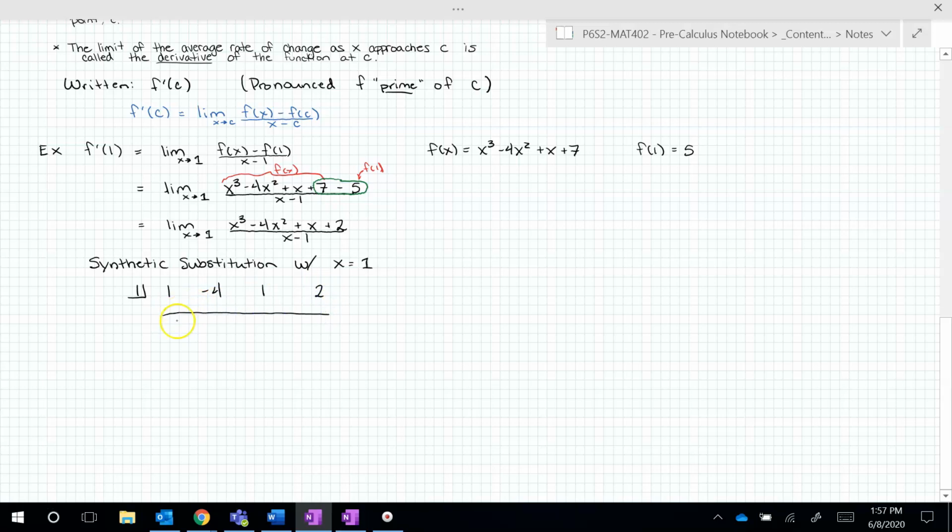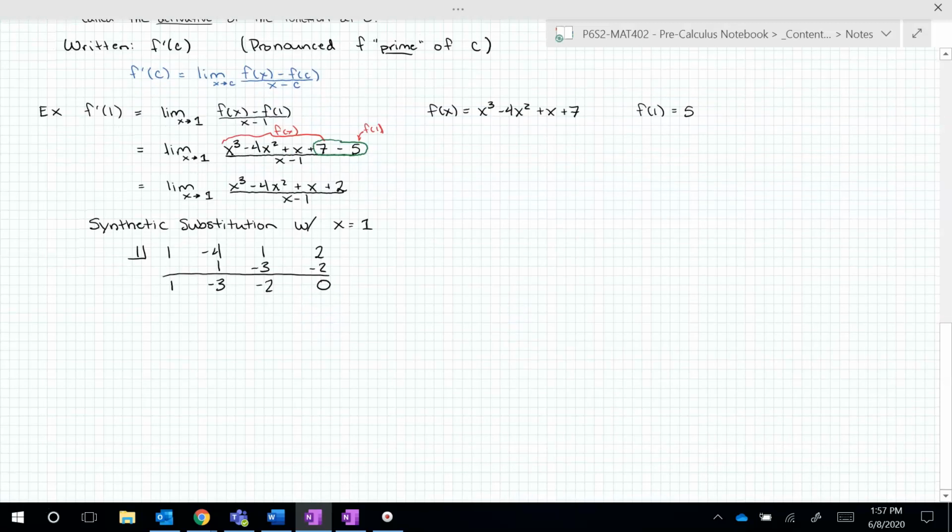And we'll do that synthetic substitution. Drop the 1 down, multiply by 1. Right? Add those two together, I get -3. I multiply by 1, I get -3. Add those two together, I get -2. Multiply by 1, I get -2. Add those two together, I get 0.